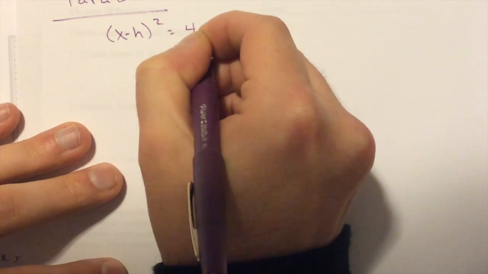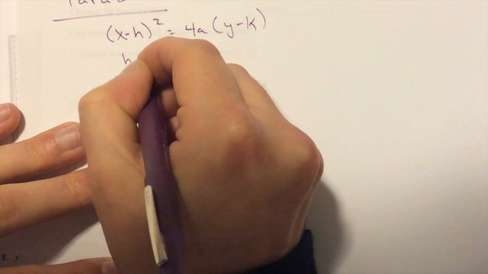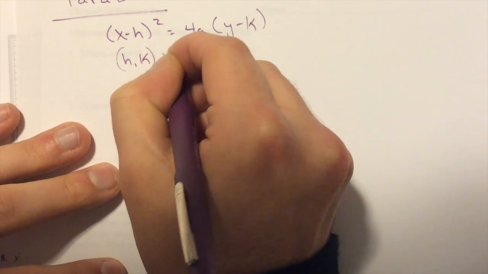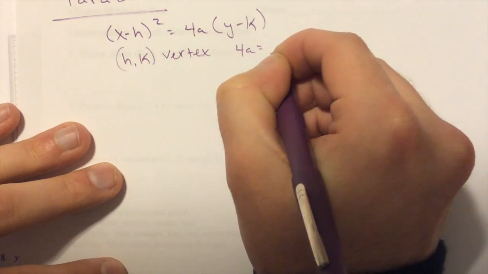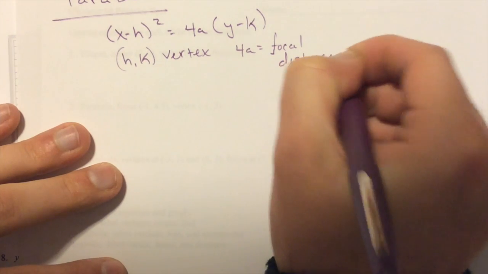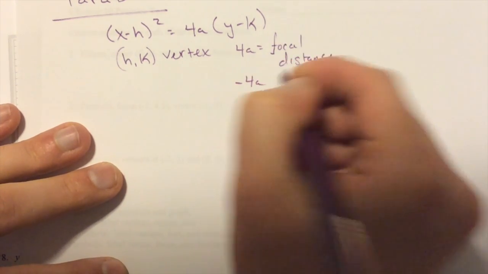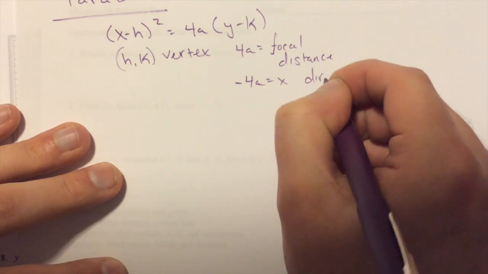The first one that we talked about last week, if we have a parabola, we either have (x minus h) squared on one side equals 4a times (y minus k), where (h, k) is the vertex, and 4a equals the focal distance, and negative a equals y, and that's the directrix.